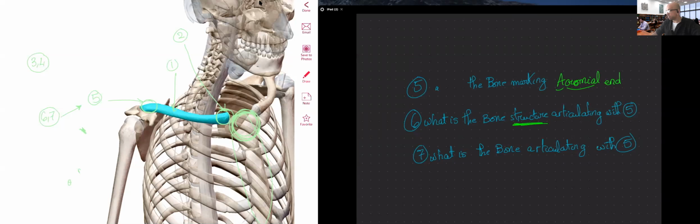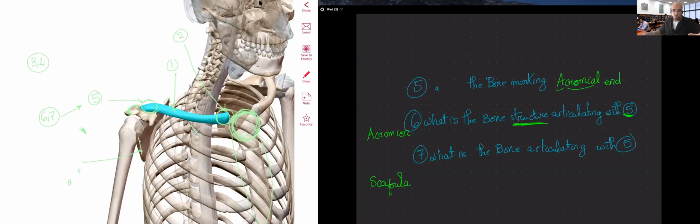What is the bone structure articulating with 5? Structure, you remember the spine here. What do we call the spine? It's my acromion. And what is the whole bone? What is the name of the whole bone that articulates with 5? The scapula. Right? Easy, easy.